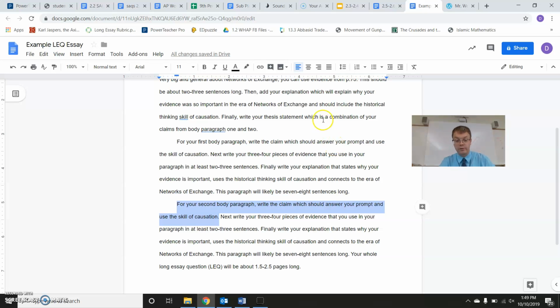Let's look at our body paragraphs here. For your first body paragraph, write the claim, which should answer your prompt and use the skill of causation: this caused, this affected. Next, write your 3 to 4 pieces of evidence in a paragraph of at least 2 to 3 sentences. Finally, write your explanation that states why your evidence is important. Use your historical thinking skill, this caused, this affected, and then tie it to the big picture of networks of exchange. This led to people becoming richer.